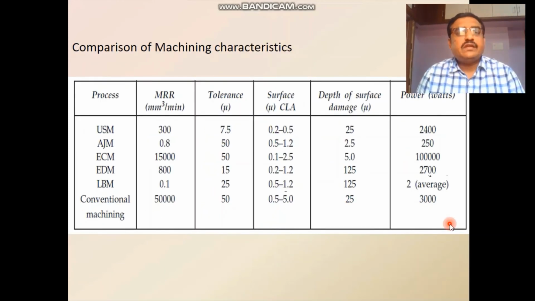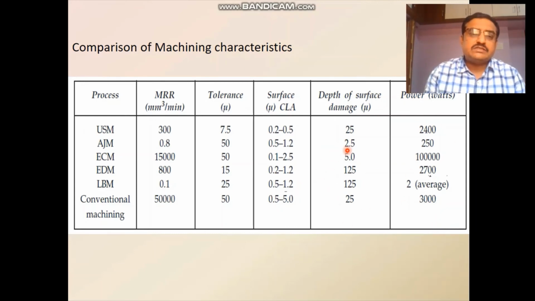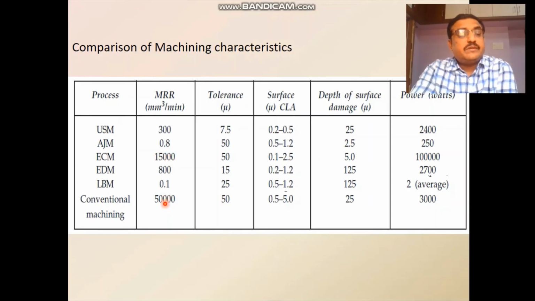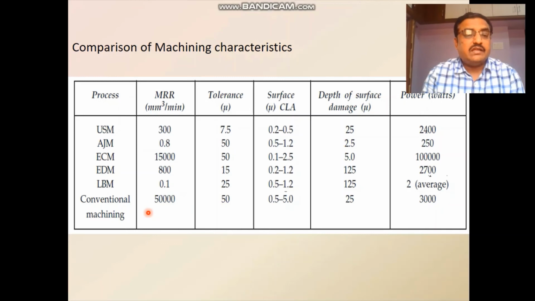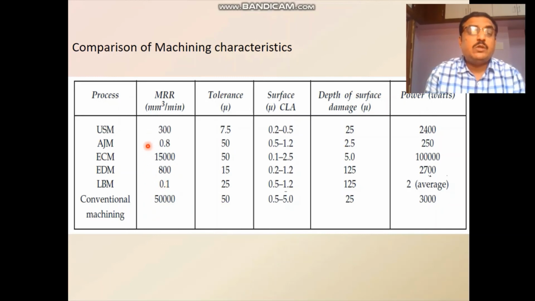Now, comparing the output parameters of these machining processes: MRR, tolerance, surface finish, depth of surface damage and power consumption. Vertically, these are the metal removal rates in mm cube per minute. ECM has a very high MRR, while conventional machining is very high compared to these. So these non-conventional machining processes have very low MRR compared with conventional. Out of that, LBM is very low and ECM is large.